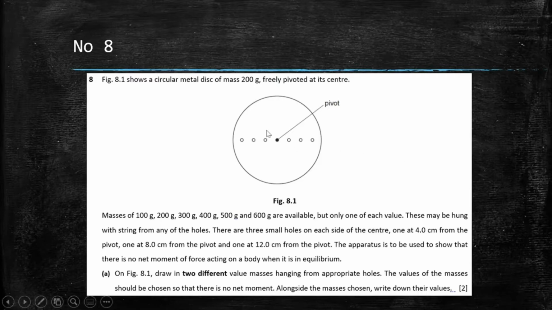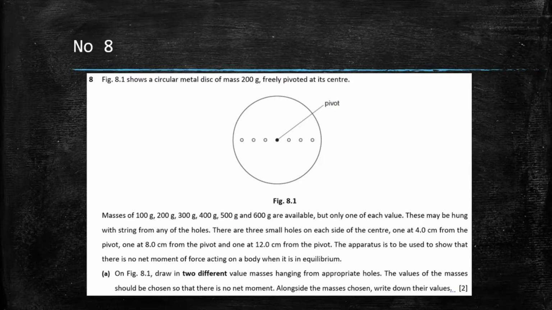There are 3 small holes on each side of the center. One at 4.0 cm from the pivot, this hole and also this one. One at 8 cm from the pivot, this hole and also this one. And one at 12.0 cm from the pivot, this one and this one. The apparatus is to be used to show that there is no net moment of force acting on a body when it is in equilibrium.